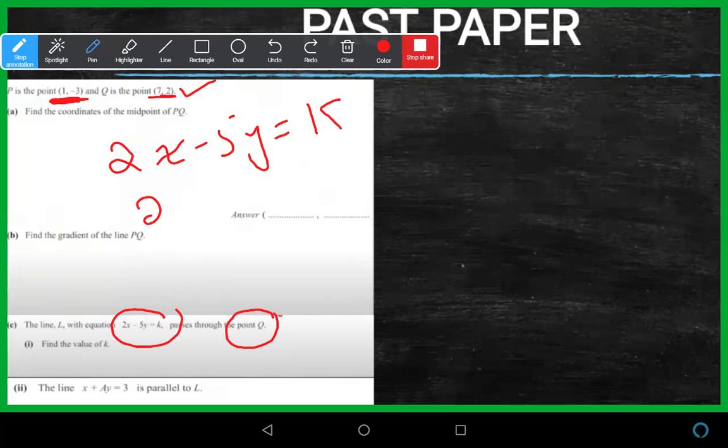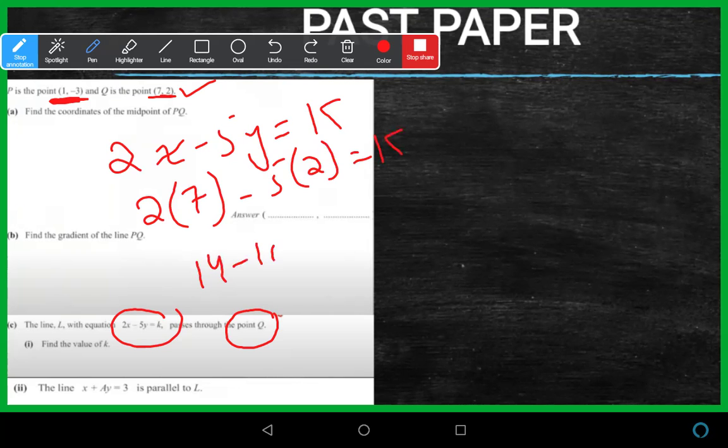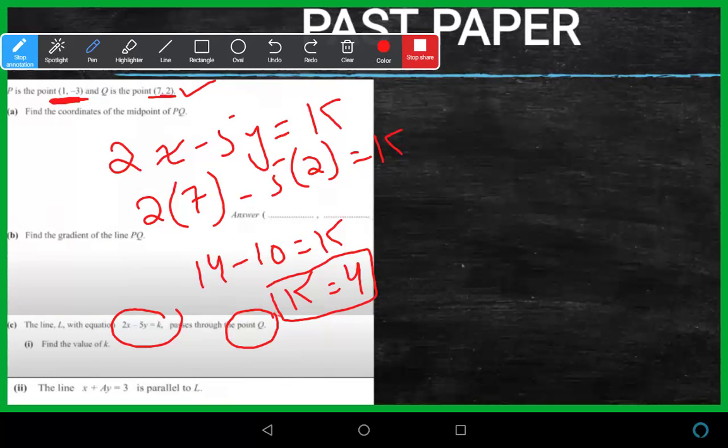So I will write 7 replacing x, because the point Q is 7 comma 2, and I will write 2 for y. So it becomes 14 minus 10 is equal to K. The value of K will be 4. I hope everything is clear in this question. Because they mentioned that the line L is passing through Q, we have to put in the point Q. If they haven't mentioned which point it passes through, you can put in any point, P or Q. Okay, so everything is clear, I hope.